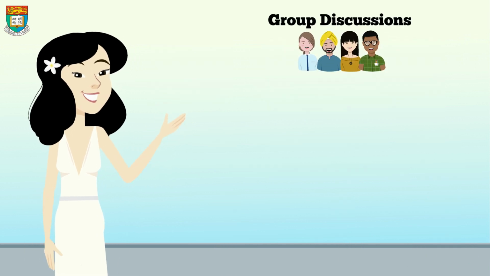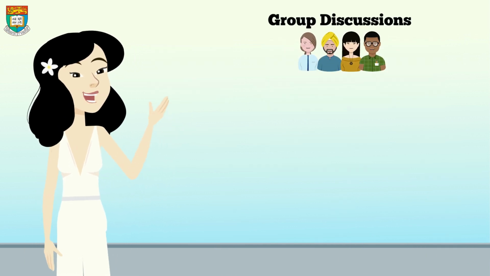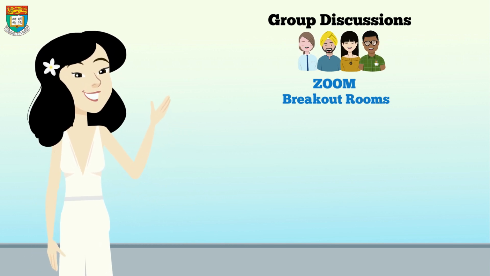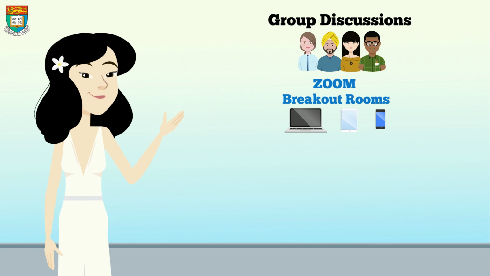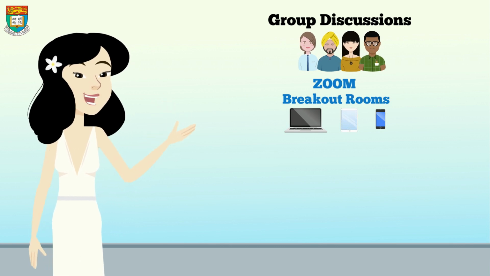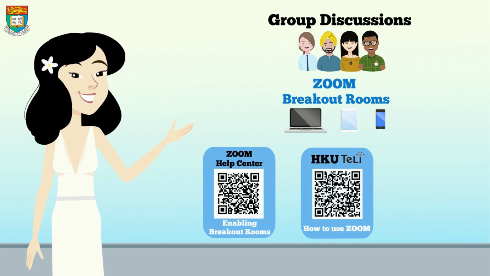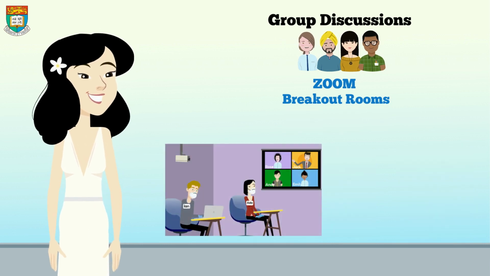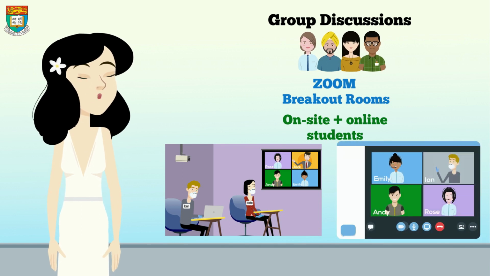divide students into groups of 4 to 5 members via Zoom breakout rooms. Please make sure all students can access at least one digital device. If you are not familiar with the Zoom function, please refer to these sources. When you assign group members, it's better to combine on-site and online students in a group. If they encounter any problems, the on-site students can immediately seek help from teachers.